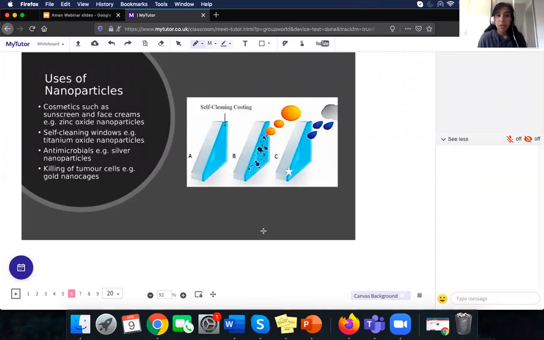Okay, the third use is silver. Silver has the property of being an antibacterial. So often it's used in hospital equipment. It can also be used in socks.